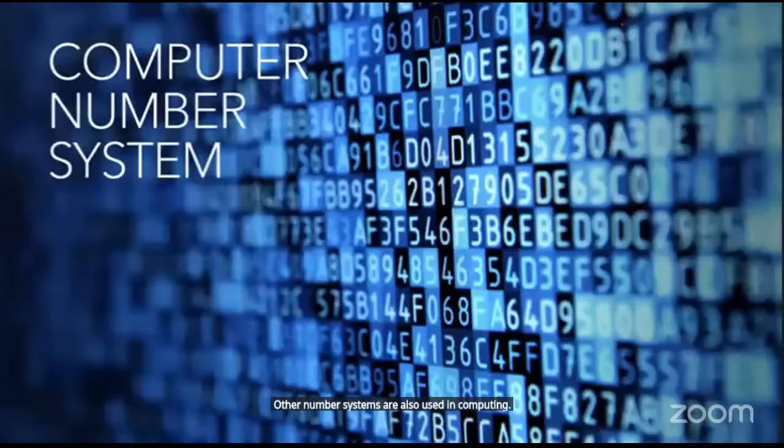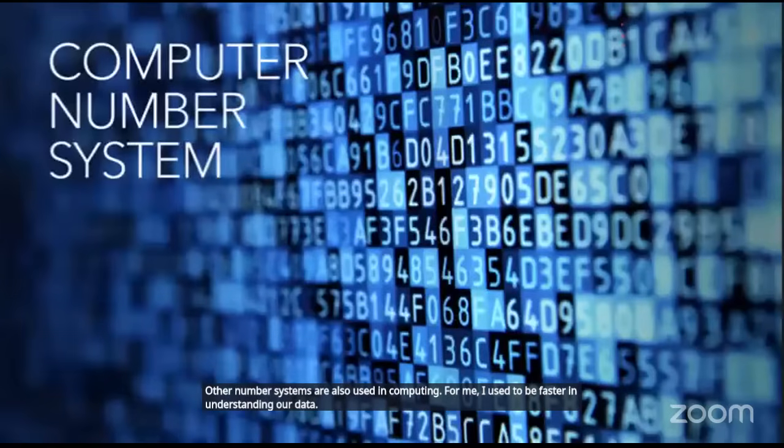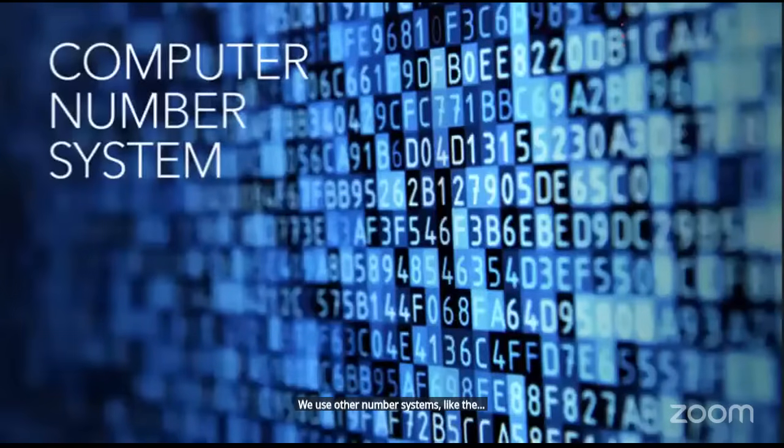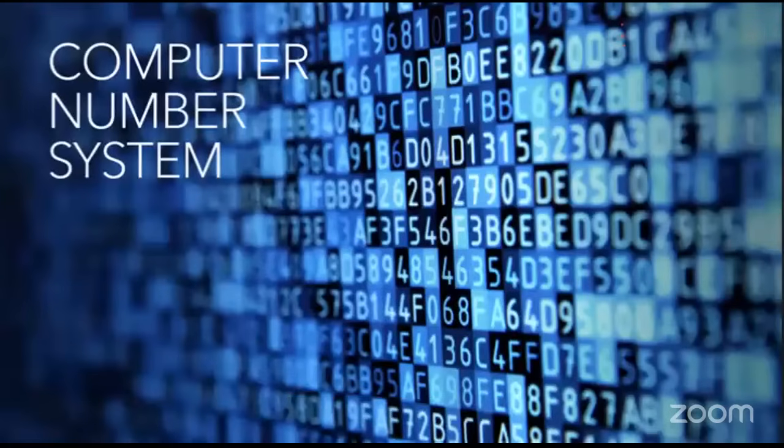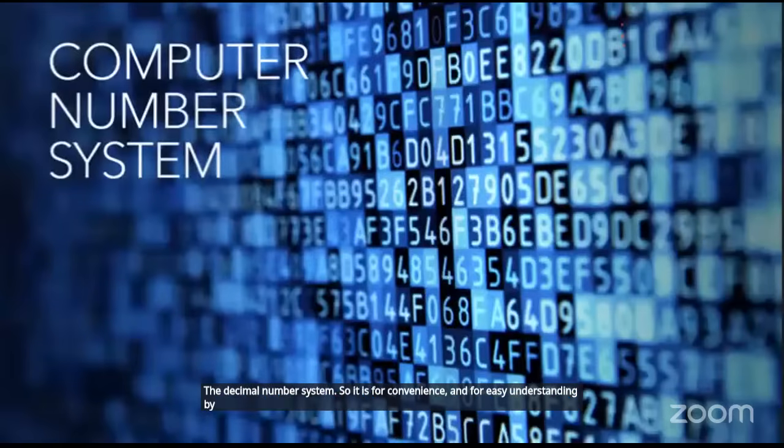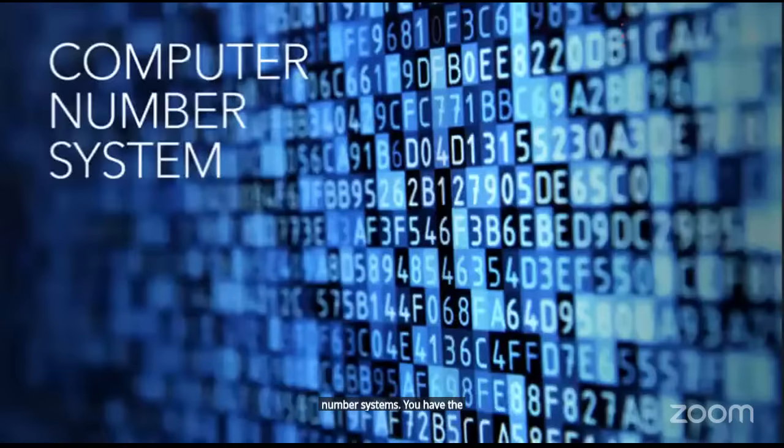For me and you to be faster in understanding our data, we use other number systems like the decimal number system. That is the popular one human beings use. We count 0, 1, 2, 3, 4, 5, 6, 7, 8, 9, 10, 11, 12. This is the decimal number system. So it is for convenience and for easy understanding by humans that we use other number systems. You have the octal number system, you have the hexadecimal number system.